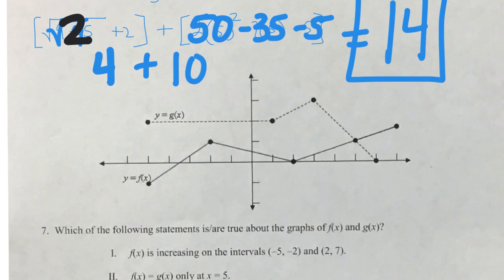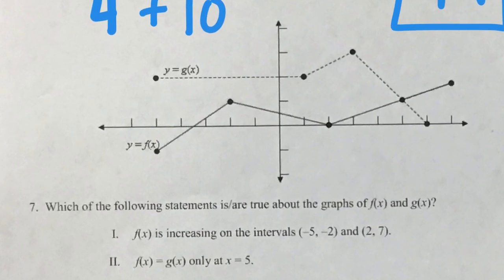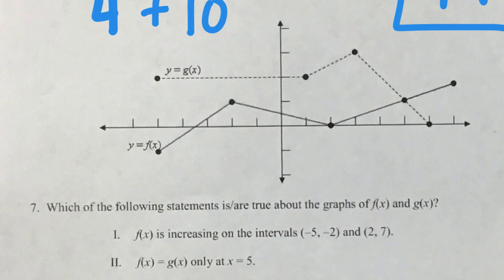Okay, let's look at number 7. Here we have the graphs of f and g. It says f is increasing on the intervals from -5 to -2 in parentheses, which is perfect because intervals of increasing should be in parentheses, and from 2 to 7. Here we have the graph going in an upward direction. And let's see, this is -1 and -2. So sure enough, it looks like that's true from -5 to -2.